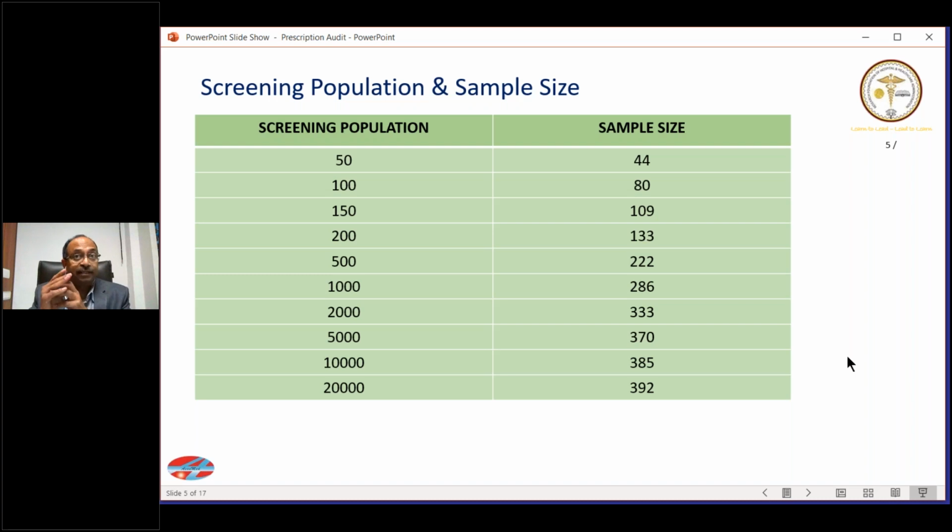The NABH standard does not say that you should do the medication order and the prescription audit both in the same month. So what you can do is, possibly in one month you can do the medication order audit, in the other month the prescription audit, and alternate them. So in one prescription audit, you will be analyzing the data for the previous 2 months.